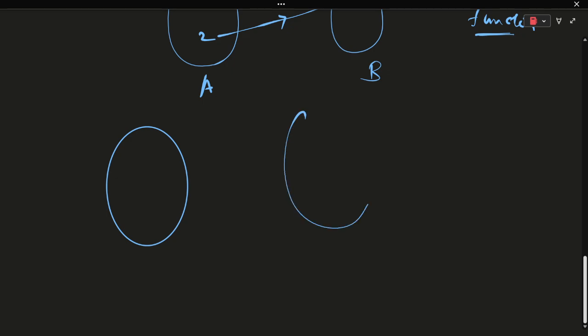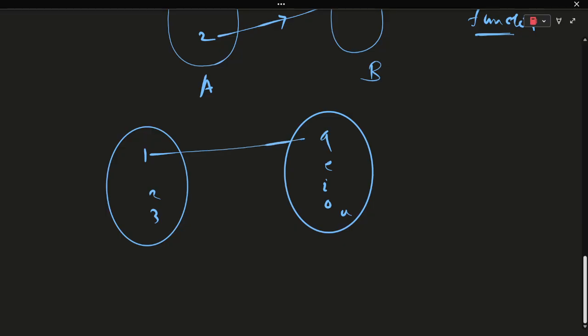Okay, so we take another two sets, namely 1, 2, 3, and A, E, I, O, U. Okay, if you think one goes to A, two goes to A, and three goes to something else. Okay, this is also a function.